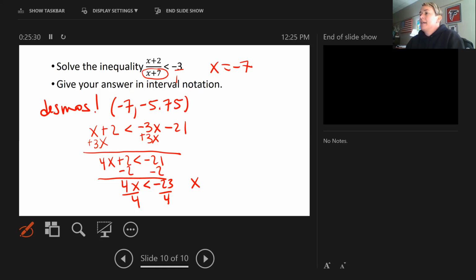And so that gives me x is less than negative, oh, look at there, negative 5.75. That's our other boundary number. And so what's happening is it's going from negative 5.75 to negative 7. It's going that direction. So this would be my answer, just like Desmos said.